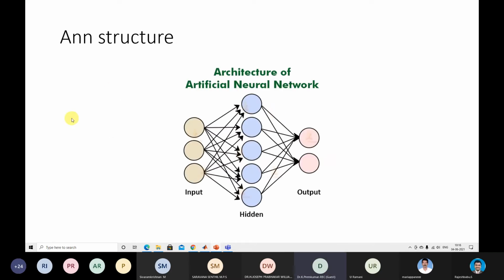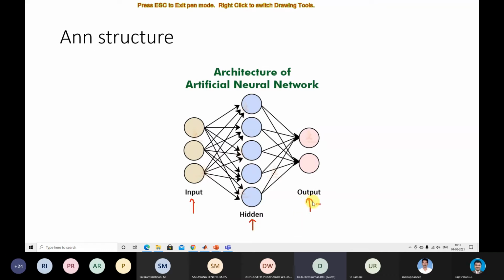So first we discuss the ANN structure, the artificial neural network structure. It mimics the behavior of the human brain, right? The human brain has different kinds of neurons. How those neurons work in the human brain, the same concept is implemented in the artificial neural network. So this is a simple structure of that artificial neural network. It has three layers, right? Layer 1 is known as the input layer, the next layer is the hidden layer, and the third layer is known as the output layer.